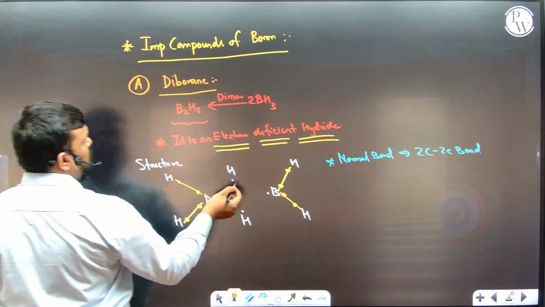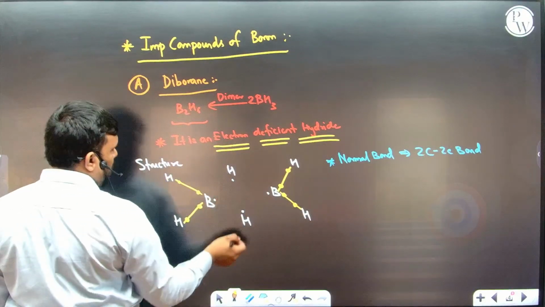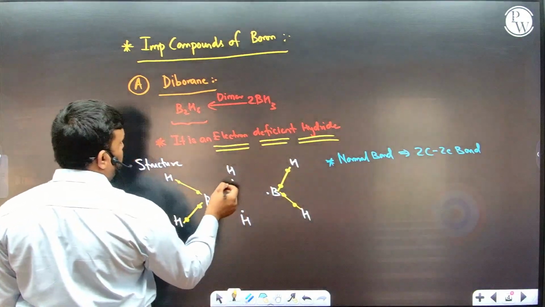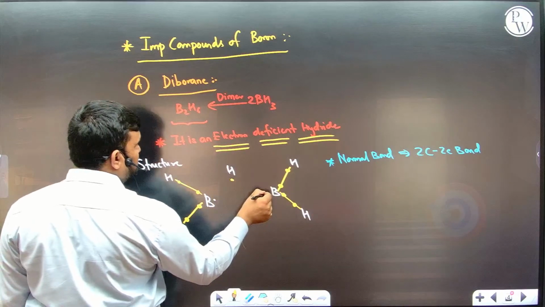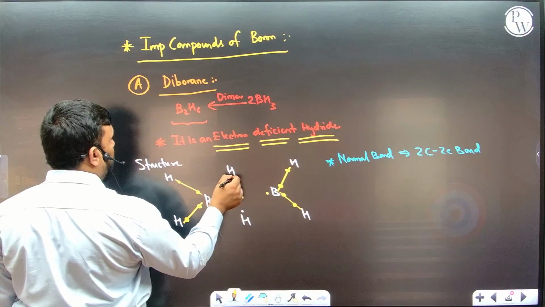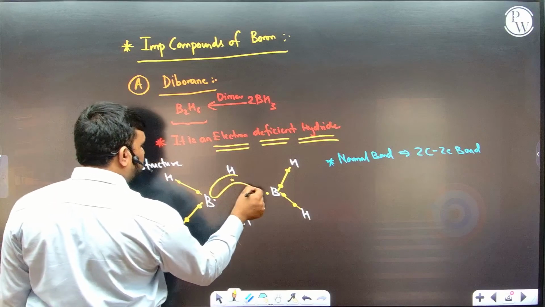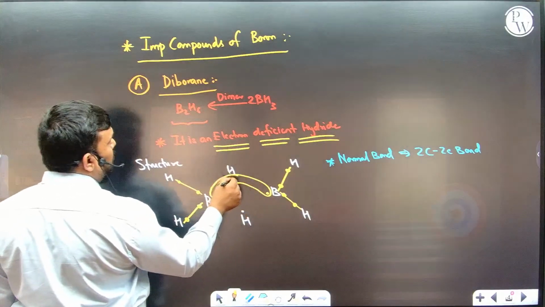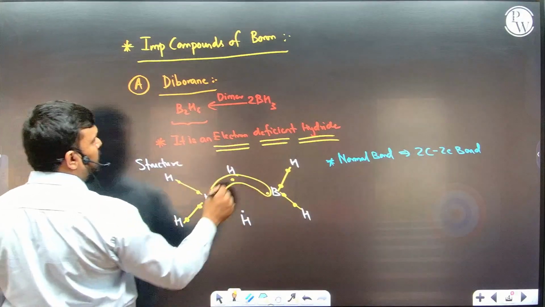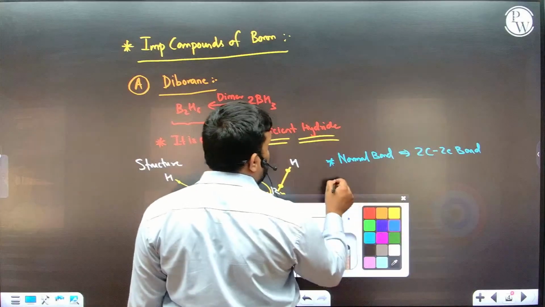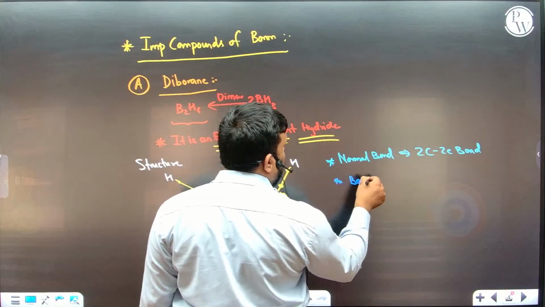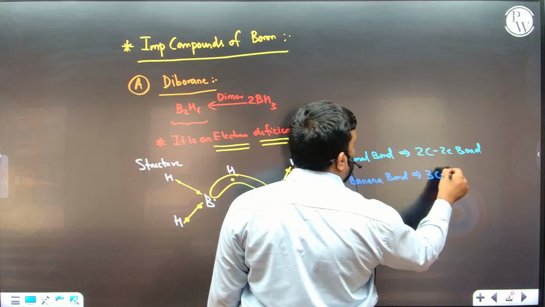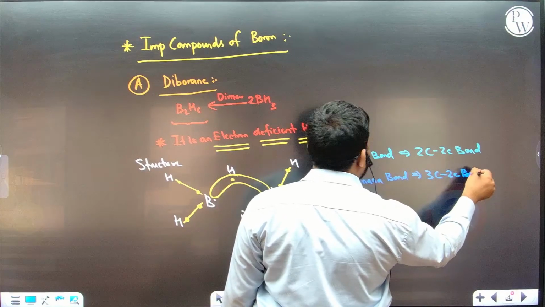Okay, are you getting it? So for this, what will happen? A very interesting type of bond is going to be formed, where all 3 atoms get involved in bond formation. So we have 3 centers but only 2 electrons involved, and it looks like a banana. So this is a banana bond, which is nothing but a 3 center 2 electron bond.